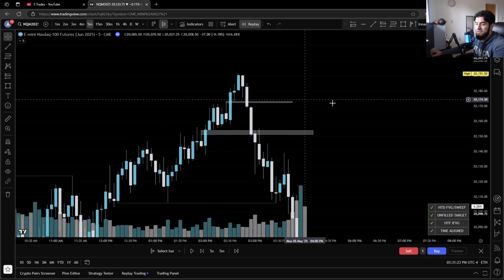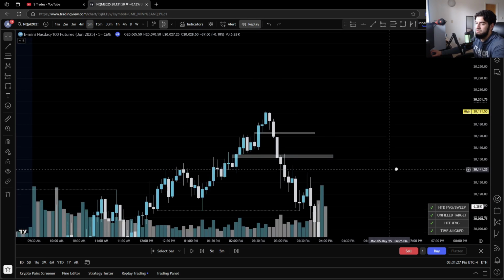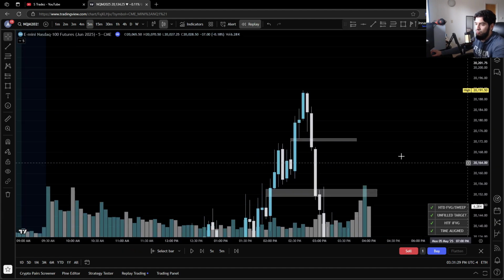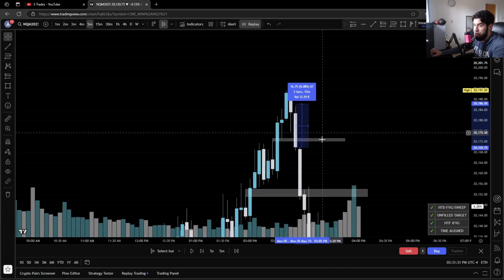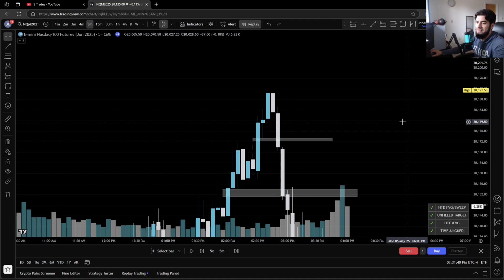So this is pretty much how these inversions work. Literally as simple as it looks. You just have to wait until the candle gets closed below or above a certain fair value gap. And I really want to emphasize this: you have to wait until it closes. You can't pre-fire anything.